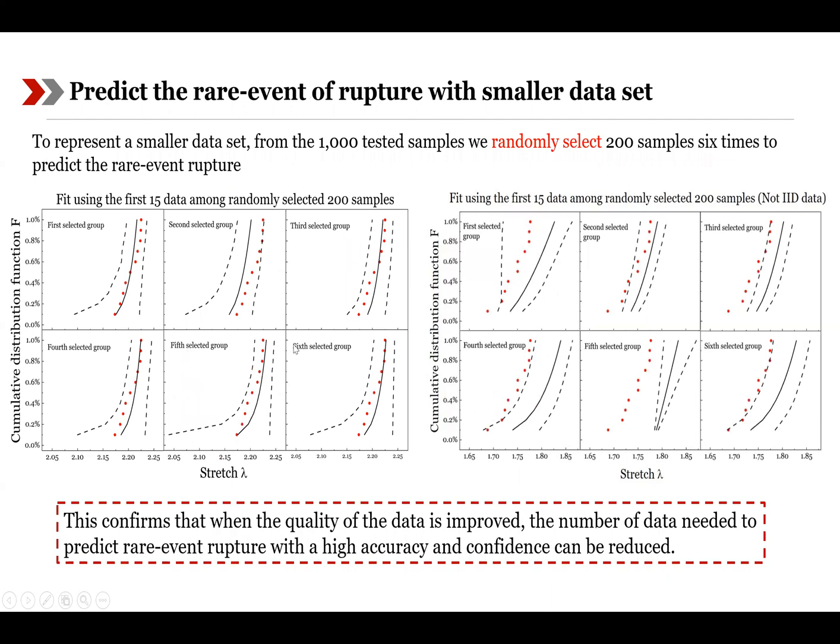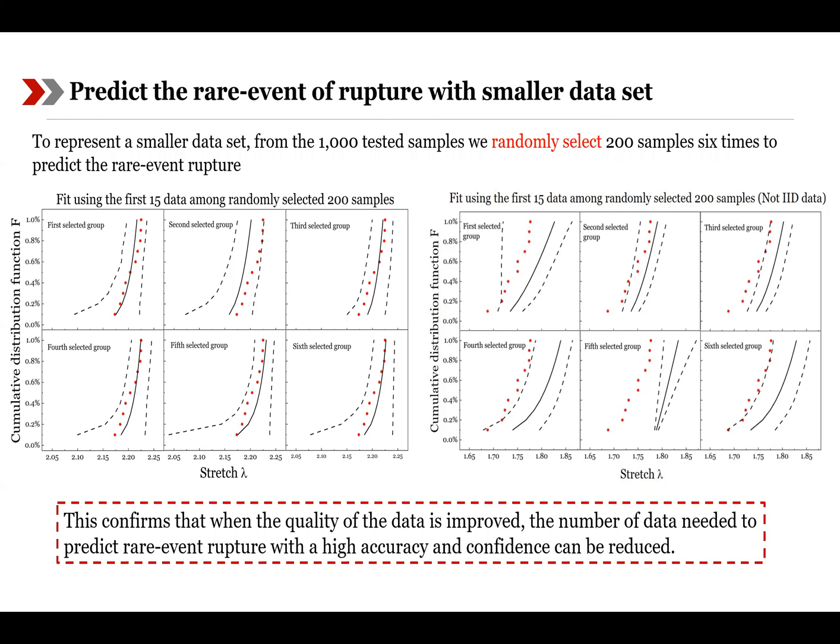In the previous analysis, we used 1,000 experimental data, but we know that in most engineering problems, we cannot obtain such a large amount of data. Since the quality of data is improved in the present experiment, we test if we can predict the real event rupture by using a smaller data set.